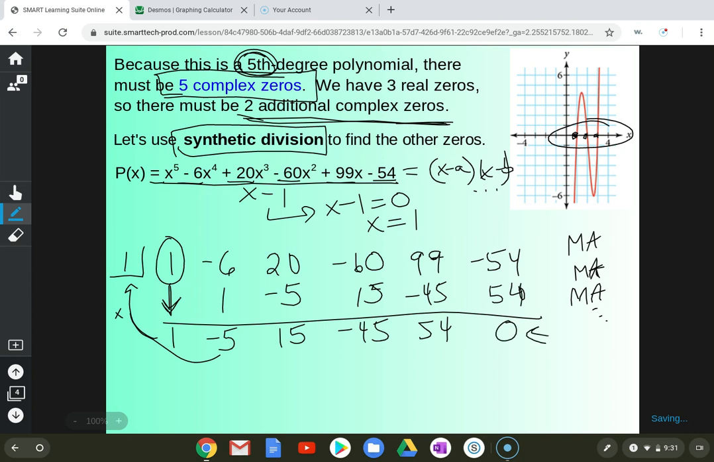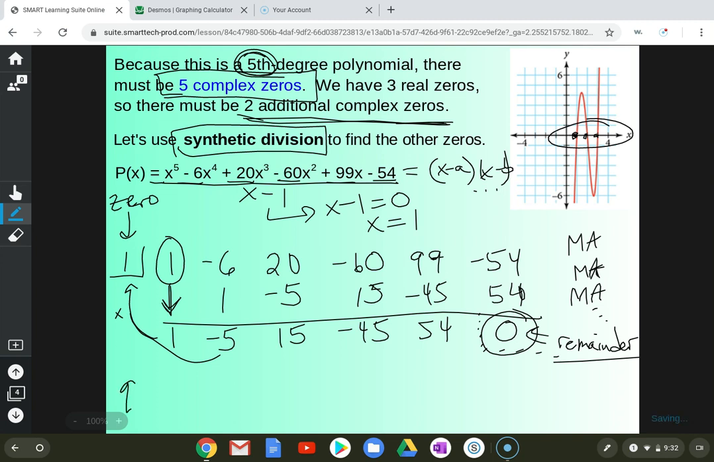This last number is always the remainder of your division. It's the remainder. It does not count as a part of the quotient. It is the remainder, which means if this is a 0, then this remainder had better be 0, otherwise you've done something wrong. So if you know 1 is a 0, your remainder has to be 0.